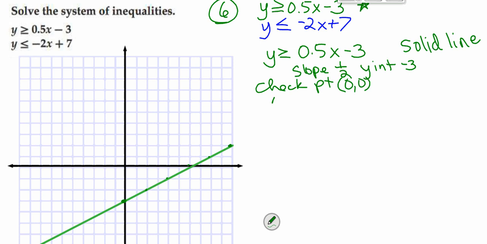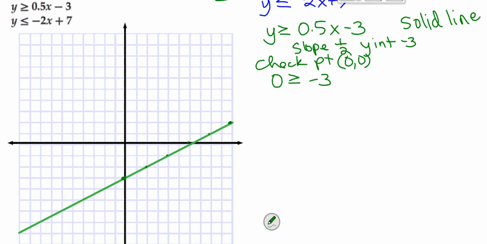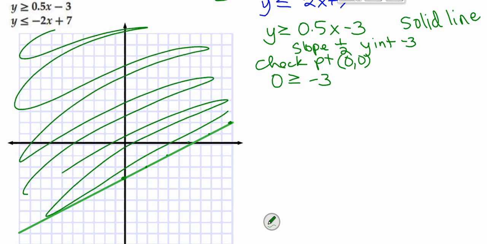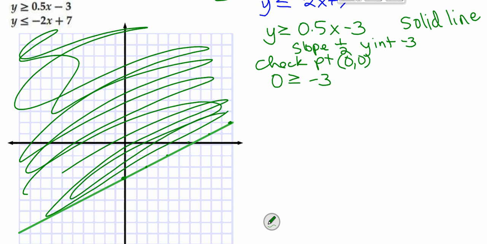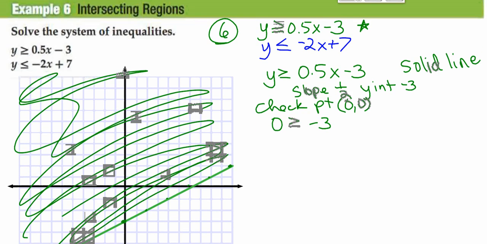And so I put in 0. Is 0 greater than or equal to 0.5 times 0 minus 3? Is 0 greater than or equal to negative 3? Yes, so that means that I'm going to shade where 0, 0 is. And I will say these kinds of graphs make my files really big, so sometimes I have to modify them or take a picture of it and then put the picture on there. But I'll figure that out as time goes on. So that's that first one.